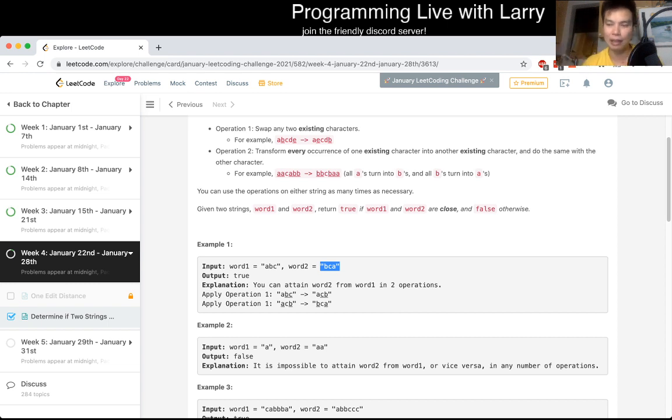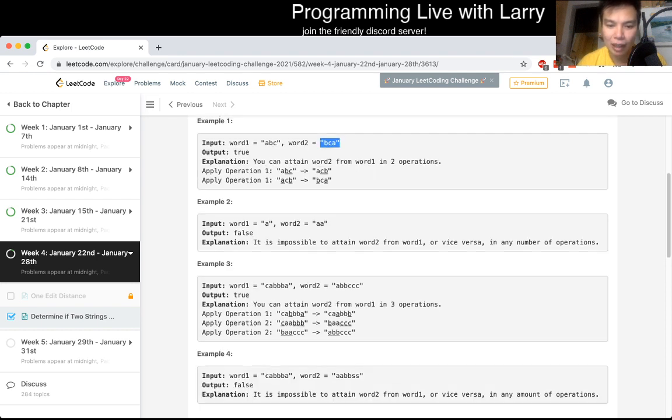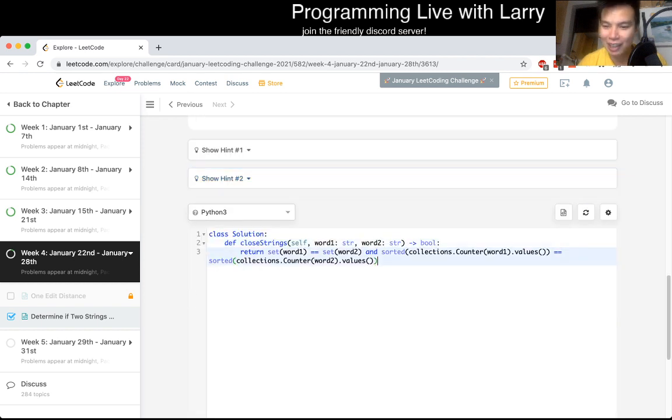Otherwise, they all map together. So that's basically the idea, and that's basically what I would say. This code is a one-liner. I kind of did it to show off.